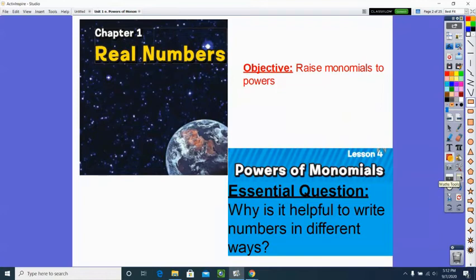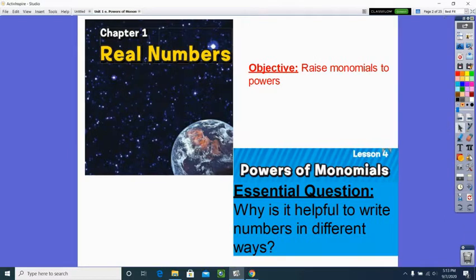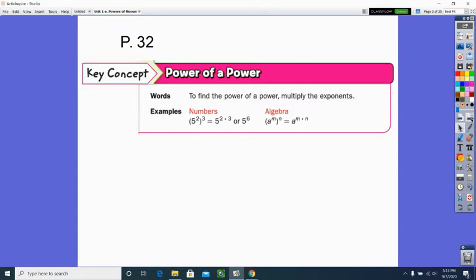So today we're going to continue with some rules of exponents by doing powers of monomials. And that's our objective: how do we raise monomials to powers? We're still working with the same essential question as to why is it helpful to write numbers in different ways. So today we're going to go right into this rule.